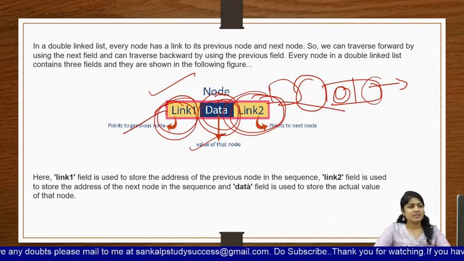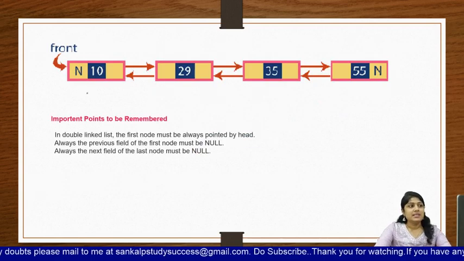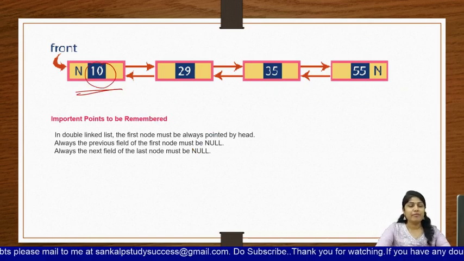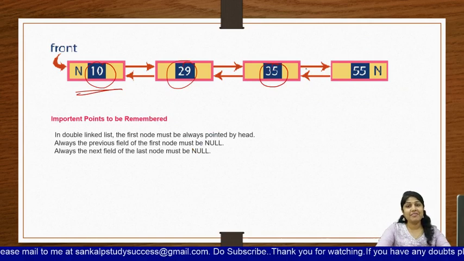And next, see this example. I have a couple of elements: 10, 29, 35 and 59.